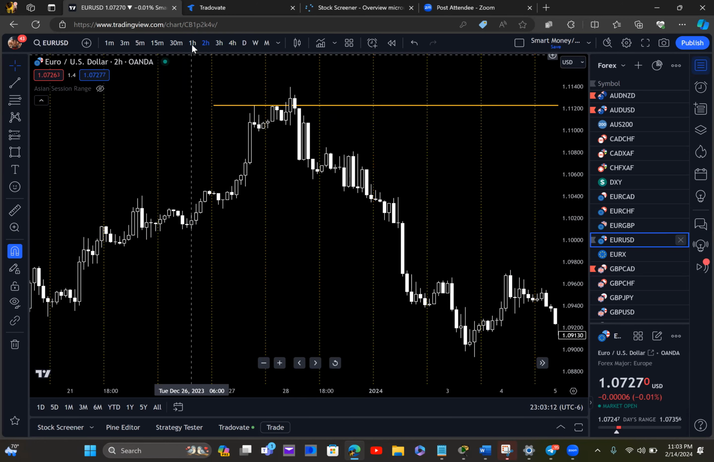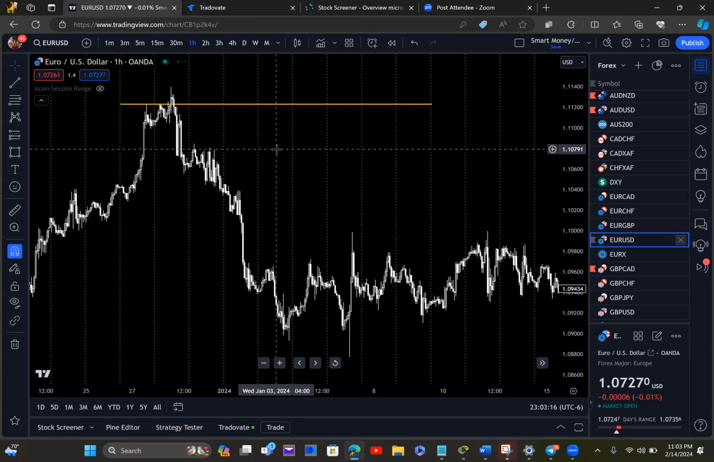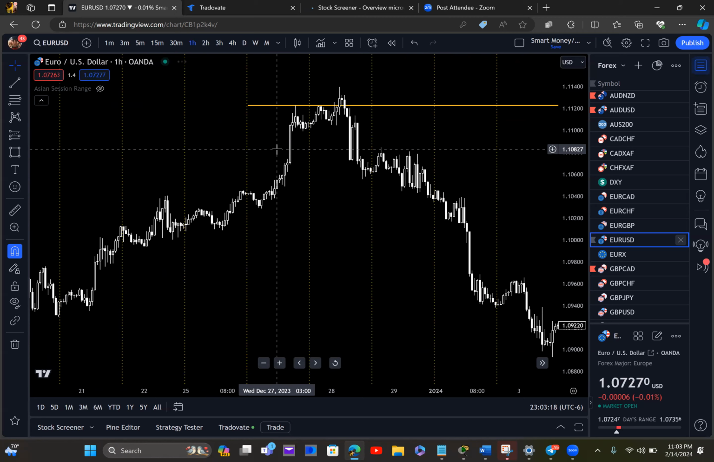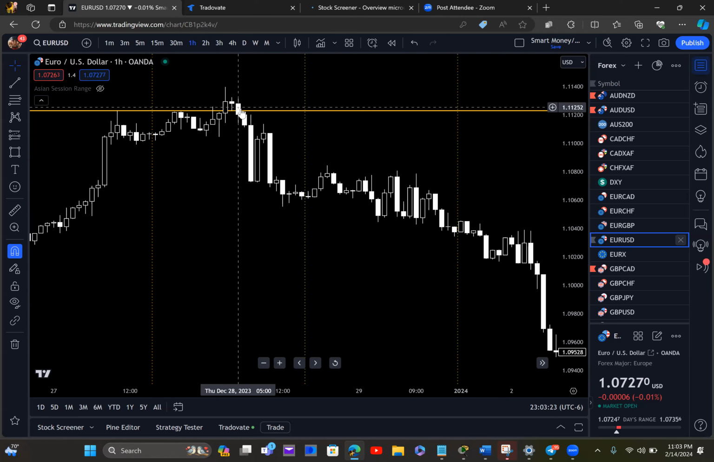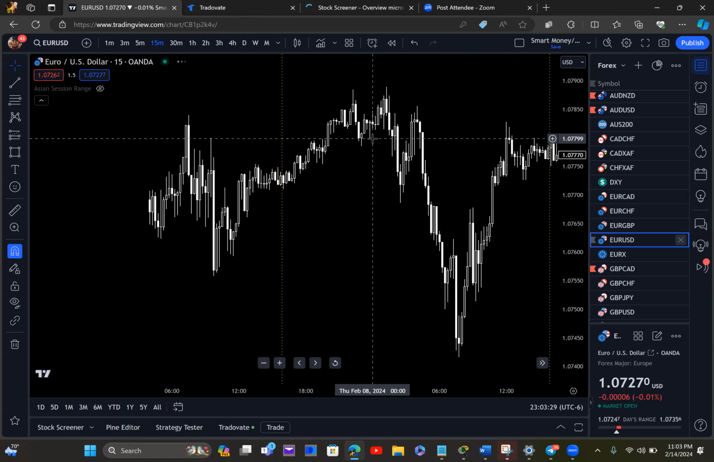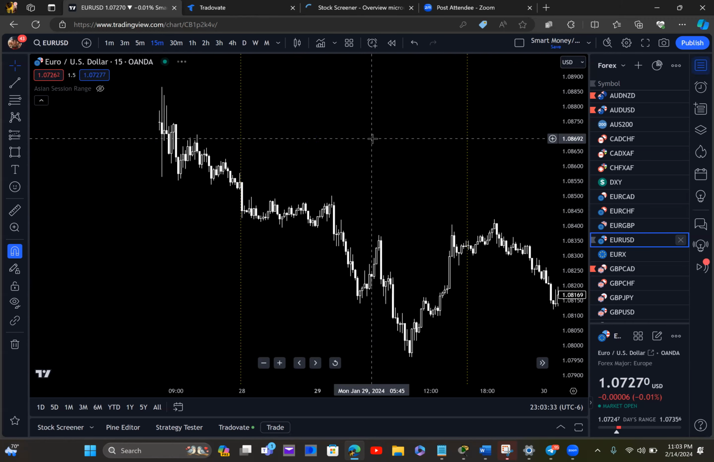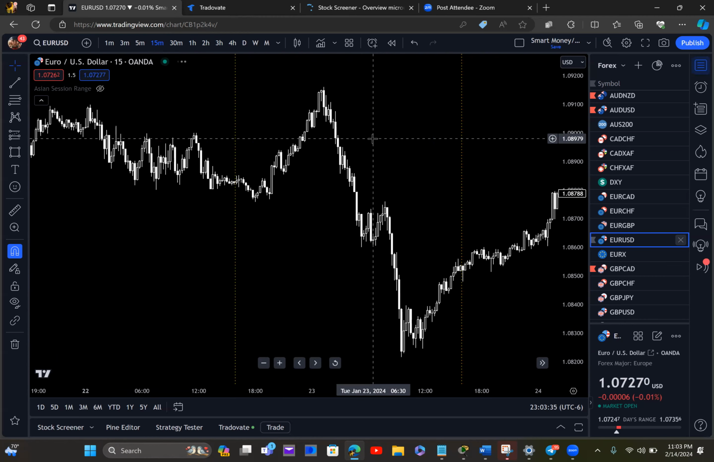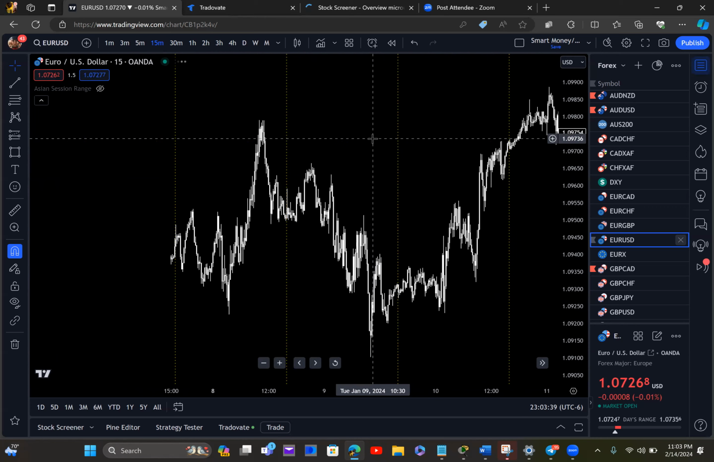All right, there's the 2-hour. Let's look at the 1-hour. It should be real clear by the time we get to the 15-minute. You can see it came down. Doesn't look like maybe a fair value gap. The 15-minute should give us a nice, clean view. I gotta scroll some, gotta scroll a little further.